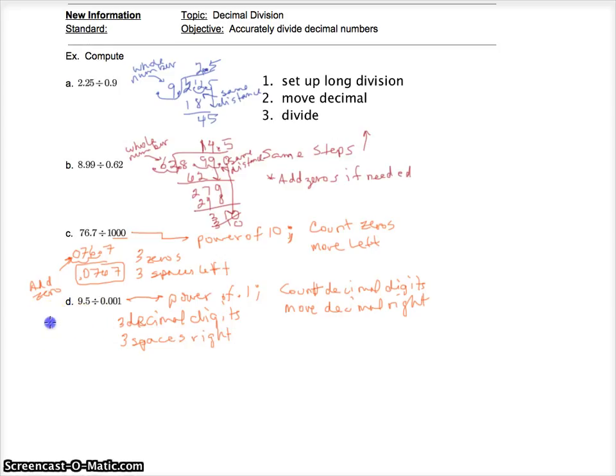So I write 9.5 down. I need to move 3 spaces right. So 1, 2, 3. And add zeros. So my answer is 9,500. So remember, perform regular long division, add zeros when necessary, follow your special cases.